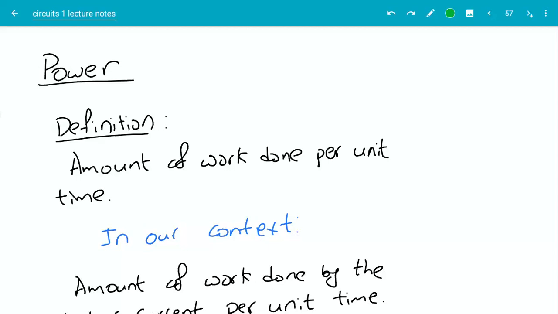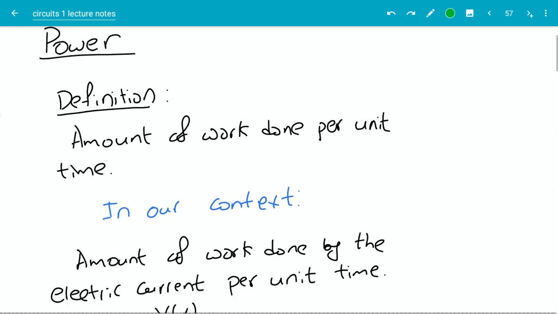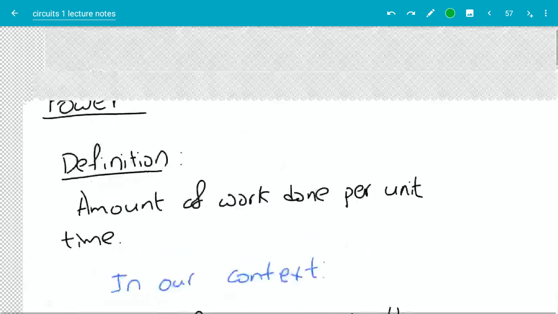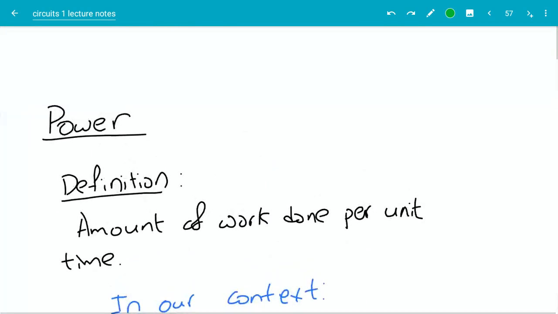What is power? The definition you are probably familiar with from your high school and freshman physics classes is the amount of work done per unit time, right? So this is basically the definition of power you're familiar with. In our context in this course, we are usually talking about electrical energy and electrical power.